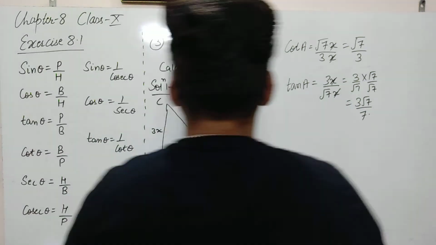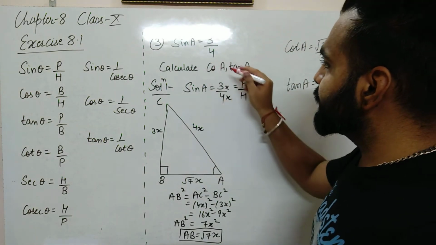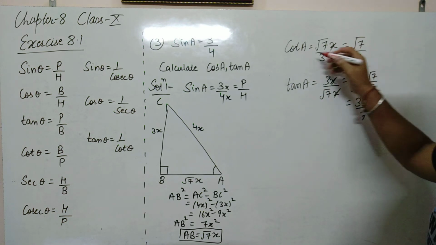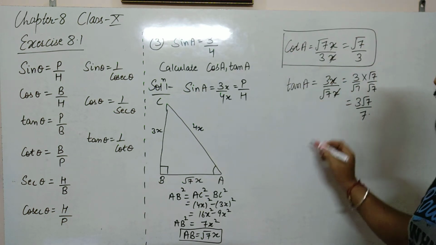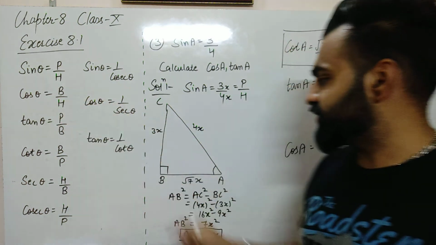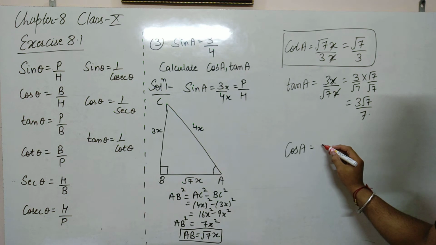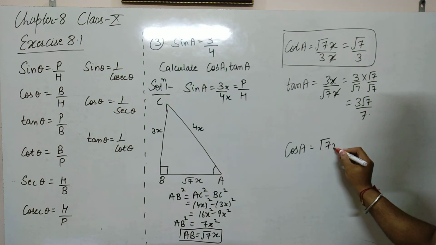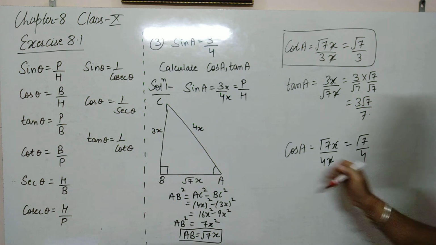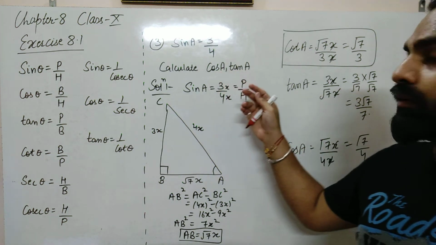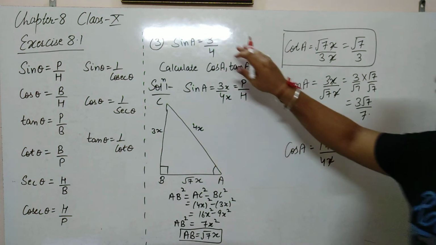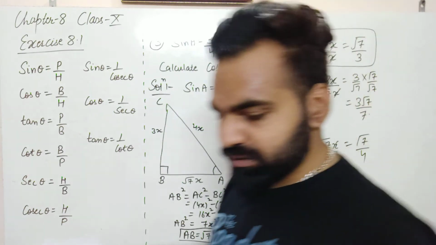Sorry, it is asked cos A here, not cot A. We have to find cos A. So we can find cos A. Cos theta is B by H. So this will be AB by AC, that means root 7x by 4x. So only two ratios were asked here, but I already told you that we can find all the trigonometric ratios if only one trigonometric ratio is given.